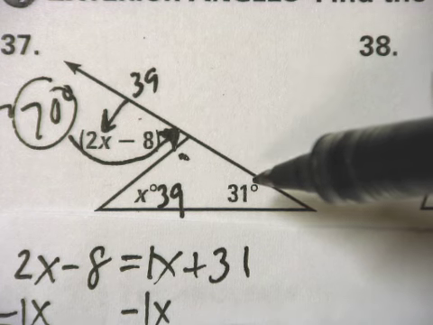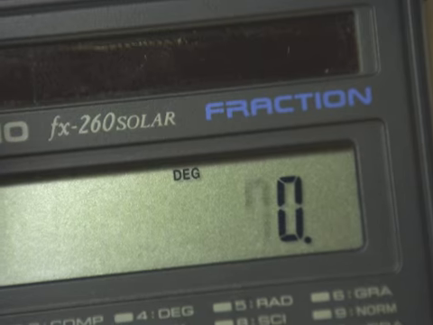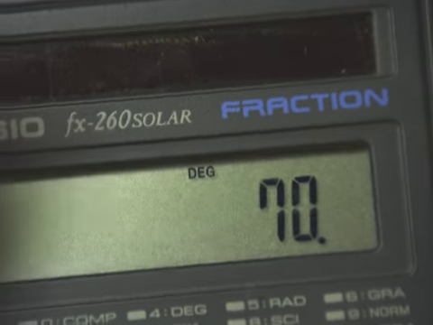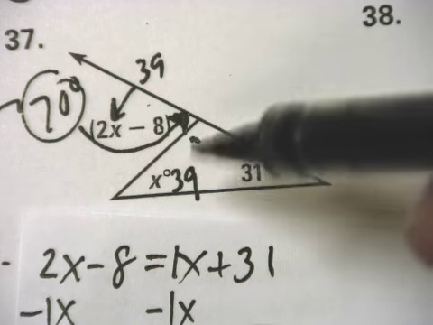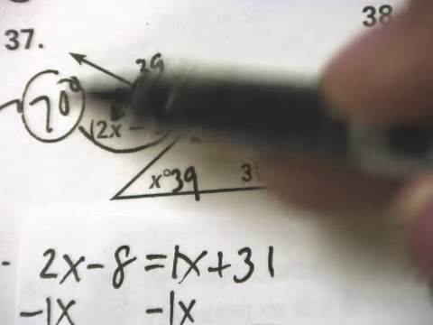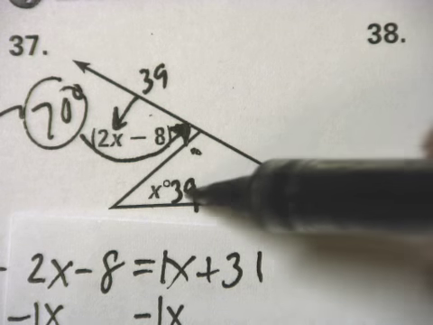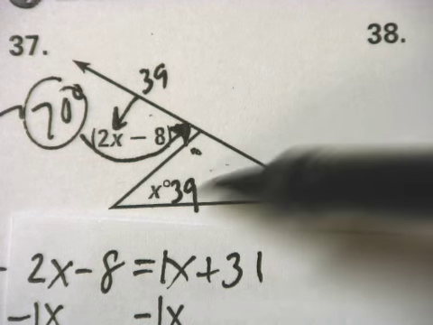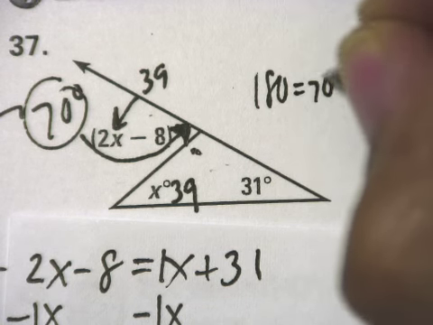Well, obviously, if this is 70, I hope we realize that this should be 110 right here. Oh, and by the way, I want you to notice, what's 39 plus 31? 39 plus 31 is 70. So these two non-adjacent angles are equal to the sum of this right here.